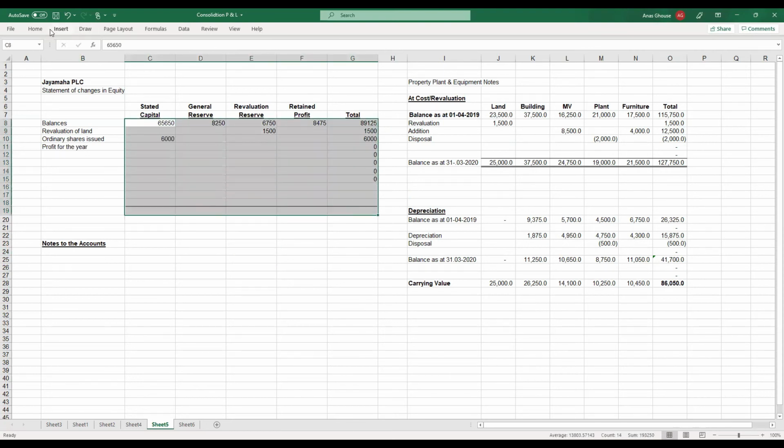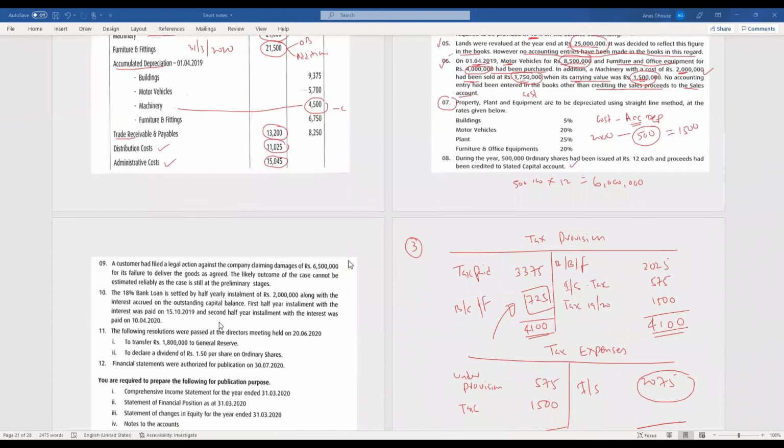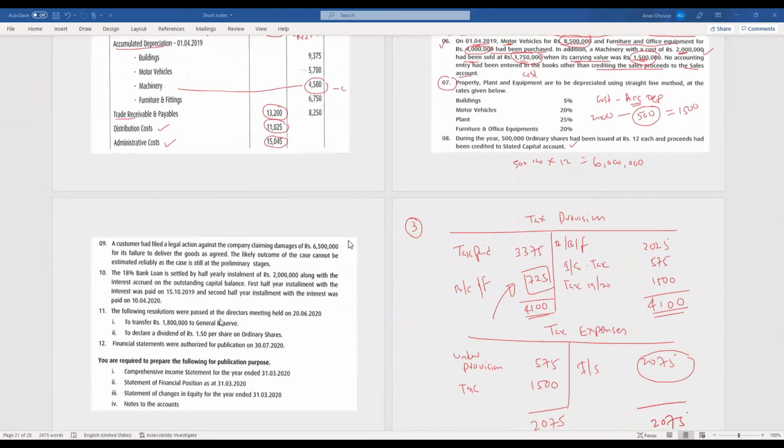We should identify the profit for the year. Again, let's move on. This one we have already accounted for now. The rest of the information, let's go through quickly.